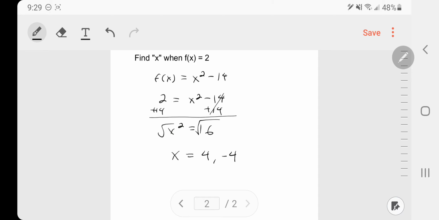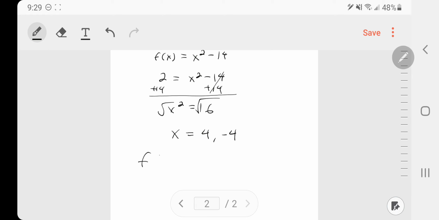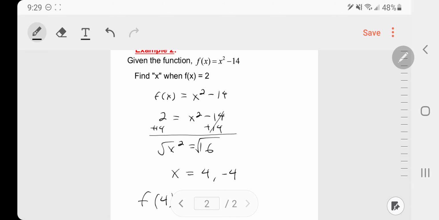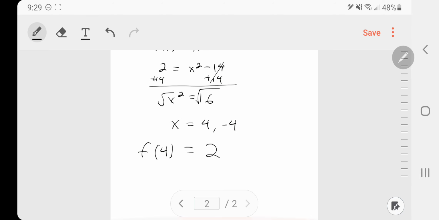All right, so let's go ahead and write our answer. So we're going to have f of 4 is equal to 2. And we also have f of negative 4 is equal to 2. So this one's going to have two outputs for a single input.